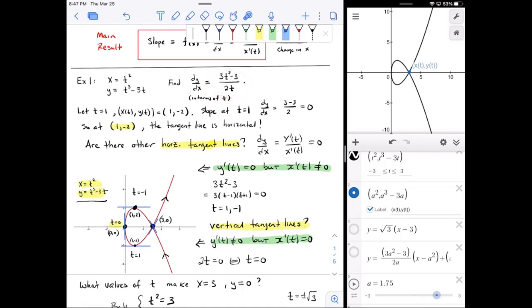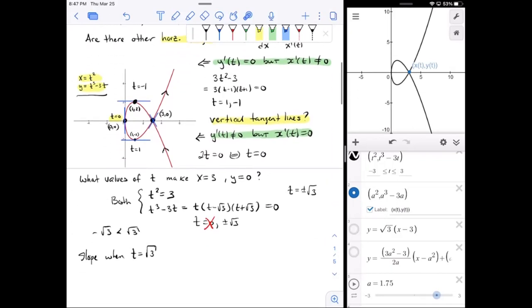The slope is (3t squared minus 3) over 2t. So if I plug in square root of 3 into that, well, 3 times t squared is 3 times 3, minus 3, over 2 times t. So that's 2 times the square root of 3. Okay, and you can stop the video. I'll just simplify this quickly so the video is not too long. That's going to simplify to be the square root of 3.